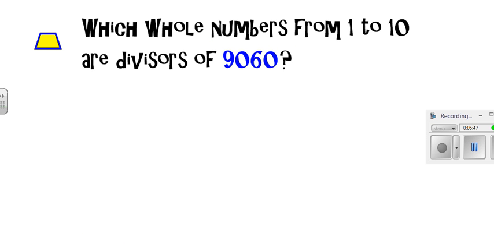It says which whole numbers from 1 to 10 are divisors of 9,060. So your goal right now is to figure out which numbers, or what are the factors basically. I guess you don't need to find both sides, you just got to find the divisors. Between 1 and 10, so is 1, is 2, is 3, and so on. That's the question you're being asked there. Go ahead and pause the video and solve that one.